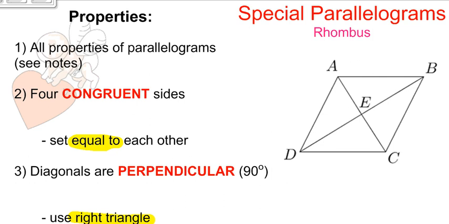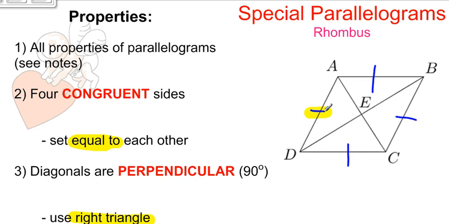Then we have the rhombus. It again has all the properties of the parallelogram, the opposite angles being congruent, same side angles adding up to 180. What's special about the rhombus is that all of its sides are going to be equal. So that means each side is congruent to one another. Okay, which all we have to do is set each side equal. Sometimes they'll ask us for the perimeter, so we'll find the missing side and then add them all up.